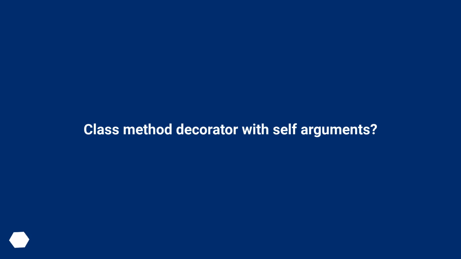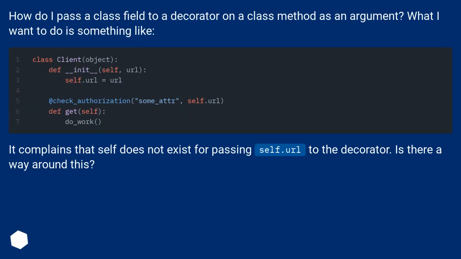Class method decorator with self-arguments. How do I pass a class field to a decorator on a class method as an argument? What I want to do is something like: it complains that self does not exist for passing self.url to the decorator. Is there a way around this?